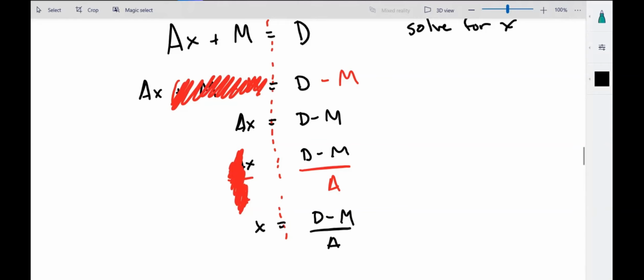What I have left over is the difference of D and M all divided by A. And that makes no sense. It's kind of gross. I think it's gross. But the point is, x is by itself. We follow the rules of math, and we did it.